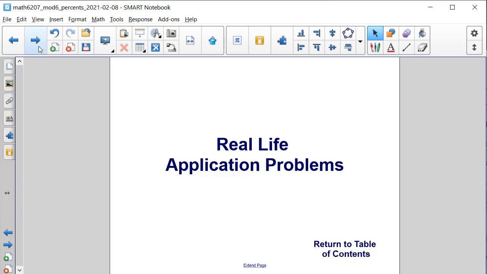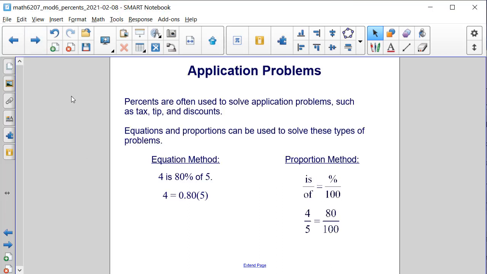Real-life application problems. Percents are often used to solve application problems such as tax, tip, and discounts. Equations and proportions can be used to solve these types of problems.